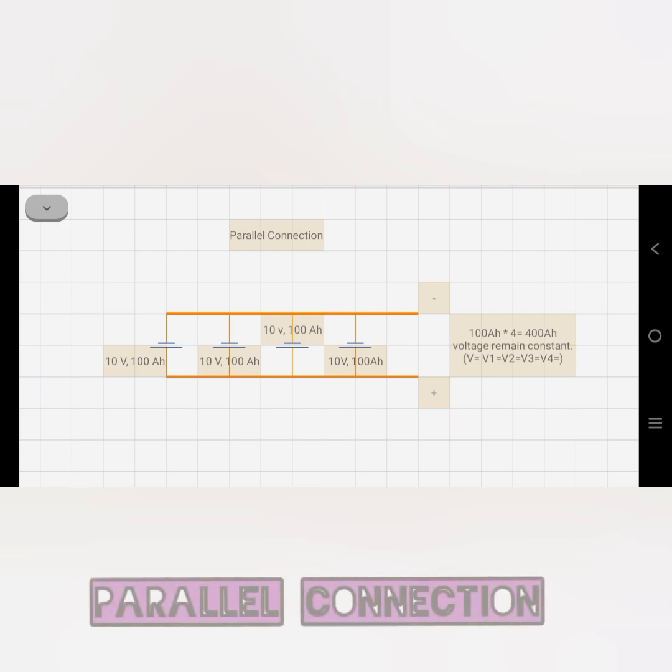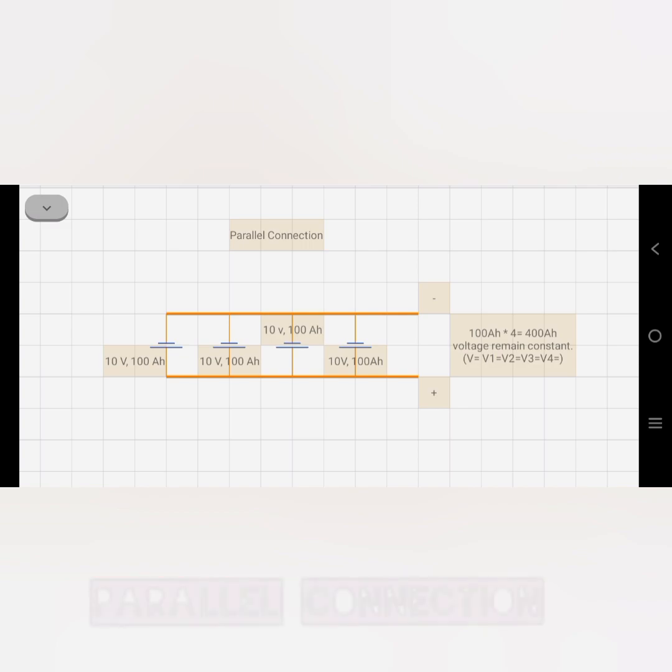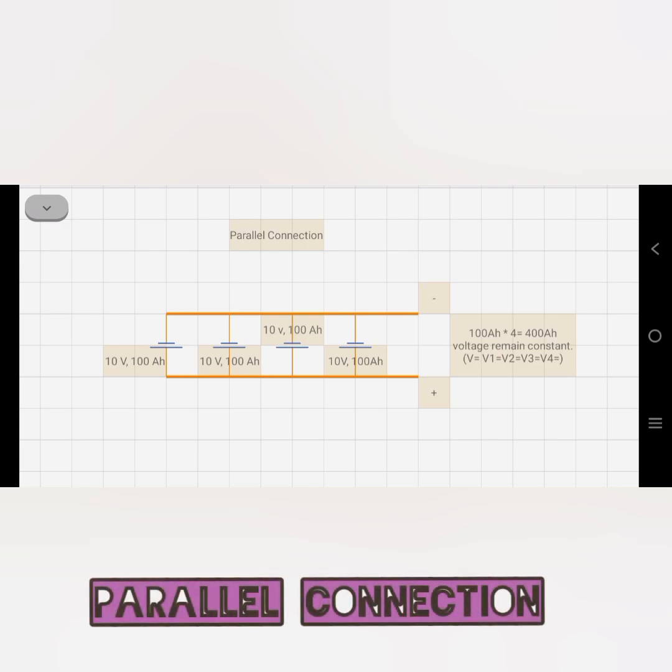Just for your knowledge, I have made a calculation in such a way that the Ah of your single battery is 100 Ah and your voltage is 10 volt. In a parallel combination, as I said, your Ah gets increased. Each battery's Ah will be added: 100 plus 100 plus 100 plus 100, all four batteries form 400 Ah, and our voltage will remain constant at 10 volt for a parallel combination.